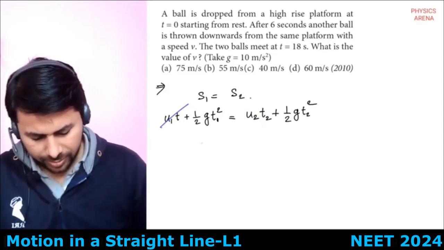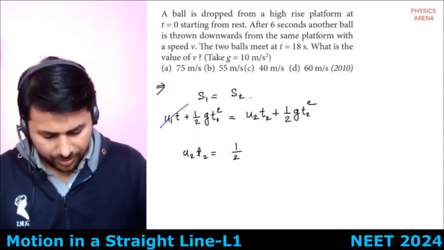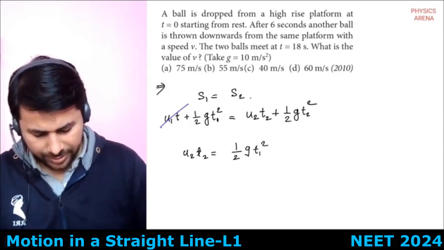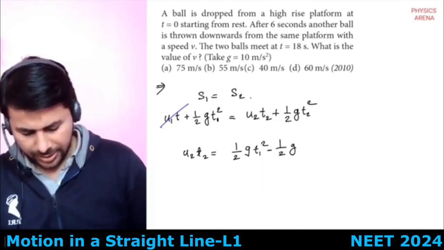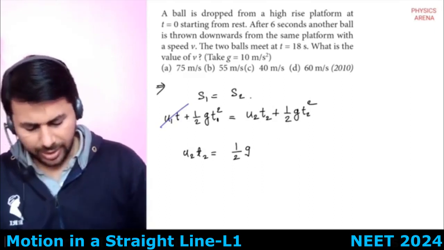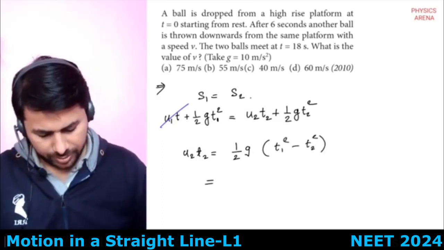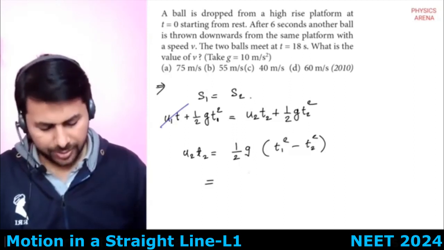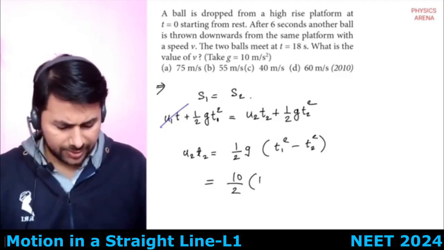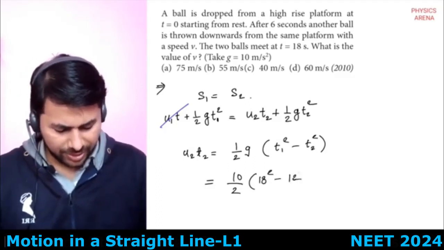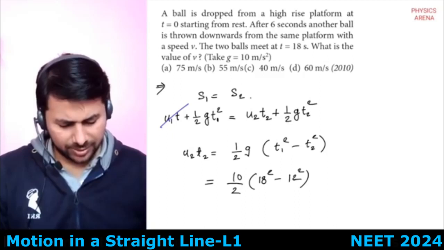So let's put the values. This is a little bit of calculation. u2 times t2 will be equal to half g multiplied by t1 square, minus half g times t2 square, taking that to the other side. I can take half g common: t1 square minus t2 square. Half g is 10 by 2, which is 5. What is 18 square? 12 square, I know.